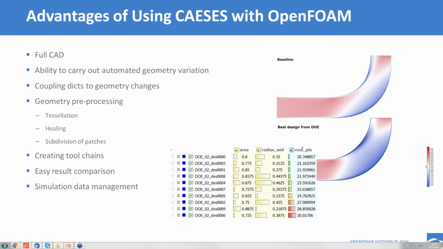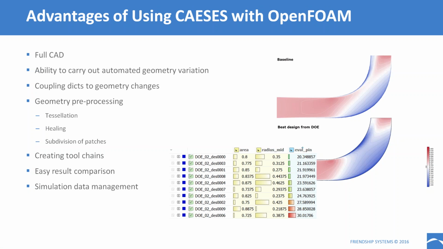Apart from generating the geometry in CAESES, we have several different tools available for the pre-processing of the geometry. So we can tessellate an existing surface or BREP geometry. We can heal a geometry model. So what this means is that if we have certain gaps in the geometry or overlap, we can make sure that the geometry is clean, watertight.